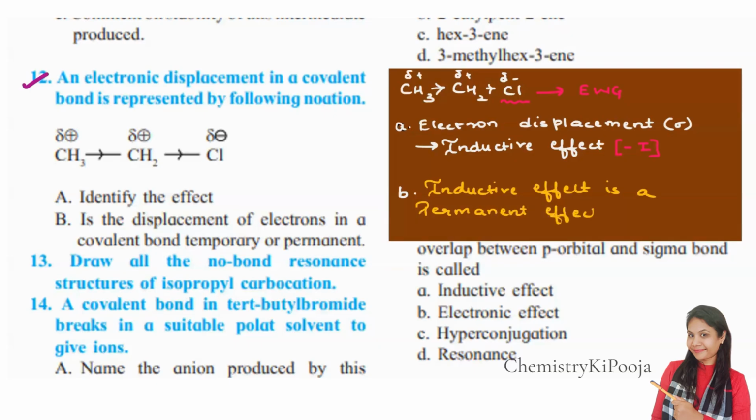Clear? That is, it totally depends on the electronegativity of the atom. Now, in this case, Cl is more electronegative than carbon. So, definitely, Cl will pull the electron permanently. So there is displacement of electron permanently, and we can say that inductive effect is a permanent effect. Clear? I hope you understood this entire concept.